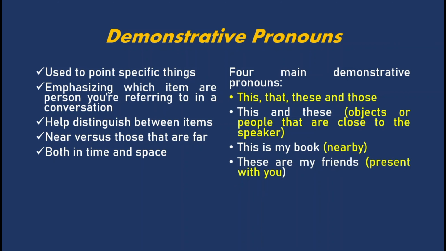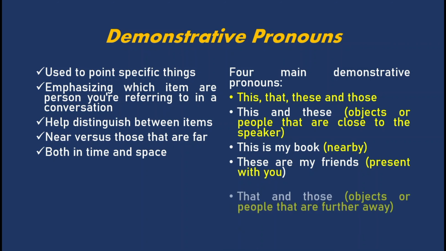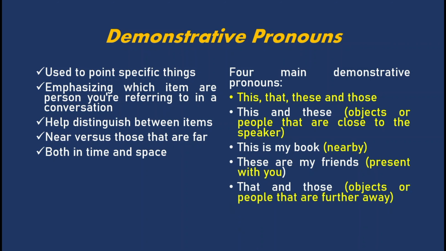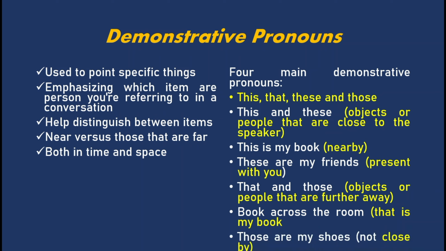That and those refer to things or people that are further away. That is singular and those is plural. For example, if you see a book across the room, you might say, "That is my book." Likewise, "Those are my shoes," which indicates that the shoes are not close by.